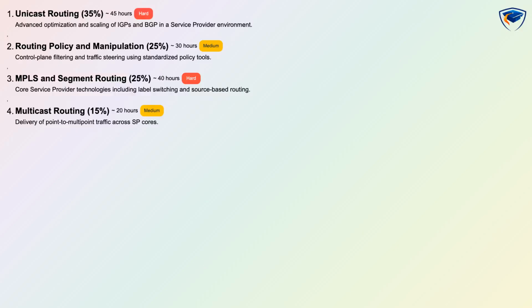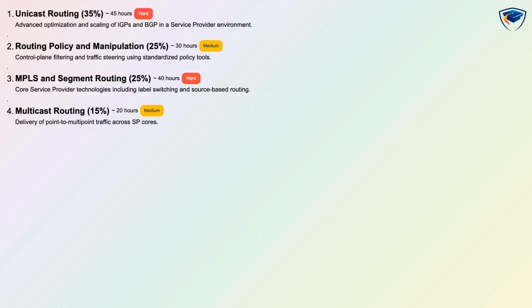This exam, Implementing Cisco Service Provider Advanced Routing Solutions, is split across 4 domains with exact weights: unicast routing at 35%, routing policy and manipulation at 25%, MPLS and segment routing at 25%, and multicast routing at 15%. You will see a mix of hands-on and scenario-based assessments, and the syllabus emphasizes both conceptual understanding and practical configuration skills.